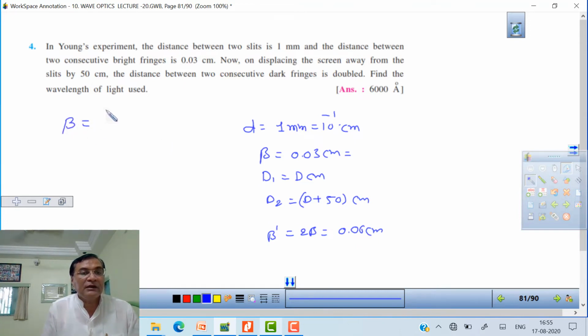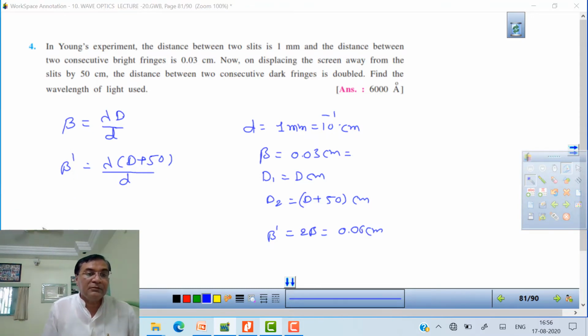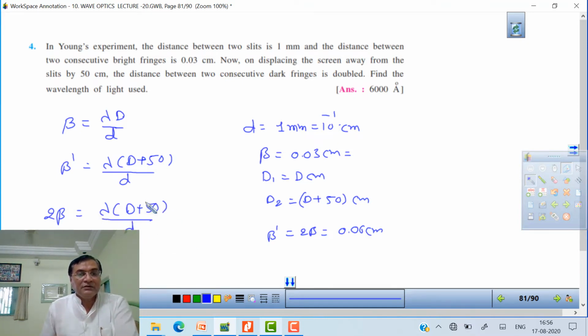So we have the formula beta is equal to lambda capital D upon small d, isn't it? And beta prime is equal to lambda (D plus 50) upon d. In the first case we have distance D, in the second case the distance is increased, so D plus 50. So beta prime is equal to what? 2 beta is equal to lambda (D plus 50) upon small d. Now we can use either method: I can subtract this 1 from 2, or I can put the value of all.